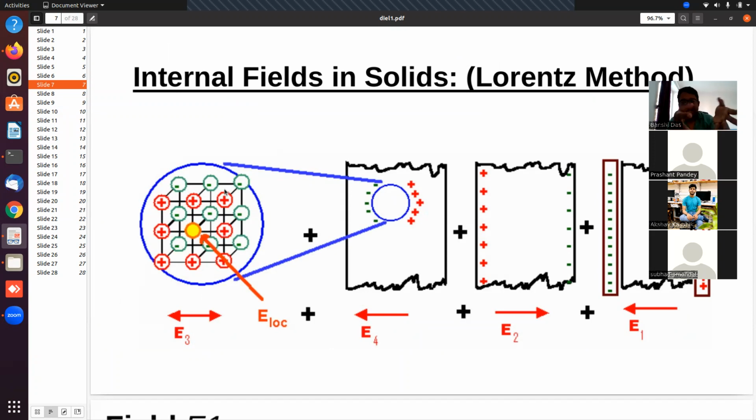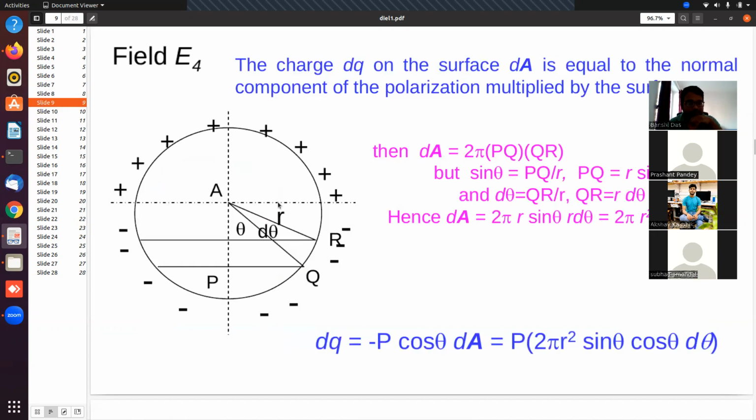This is not a bad approximation. We can select a collection of molecules where this symmetric neutrality is maintained. And inside this sphere, the yellow dot is the point A. That is the point of interest, where in the derivation it is A. Yes, this is the point A. Yes, exactly.